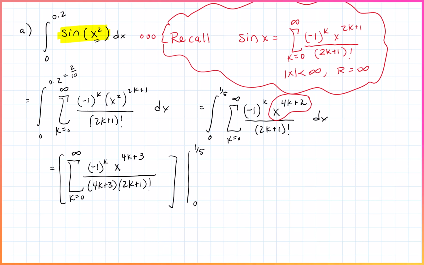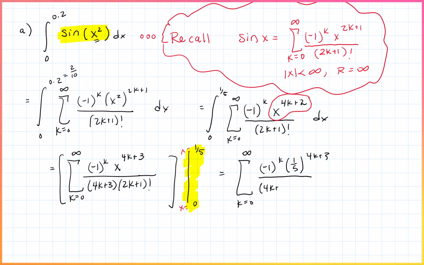Now, we're going to evaluate that power series. We're going to plug in x equals 1/5 and x equals 0, and we're going to see what we get. So when we plug that in, this definite integral becomes the power series, k equals 0, of negative 1 to the k, 1/5 to the 4k plus 3 all over 4k plus 3 times 2k plus 1 factorial, minus, well, when I plug in 0, I just get the power series of 0. So that whole thing becomes 0.